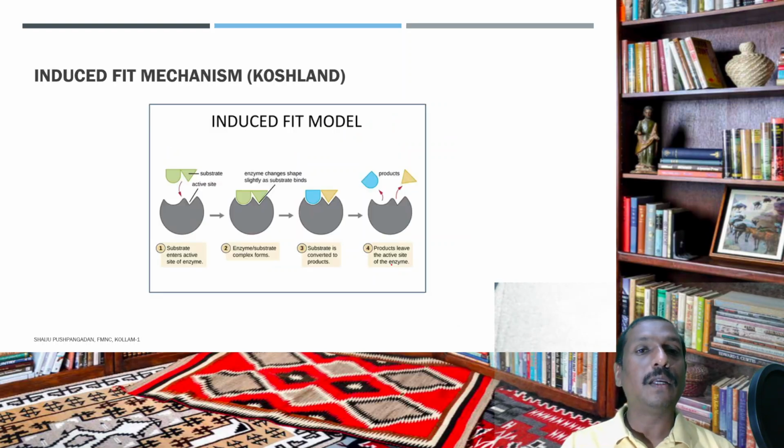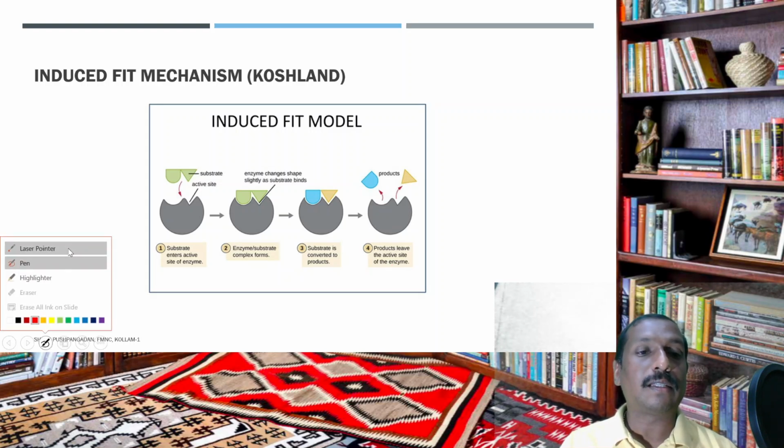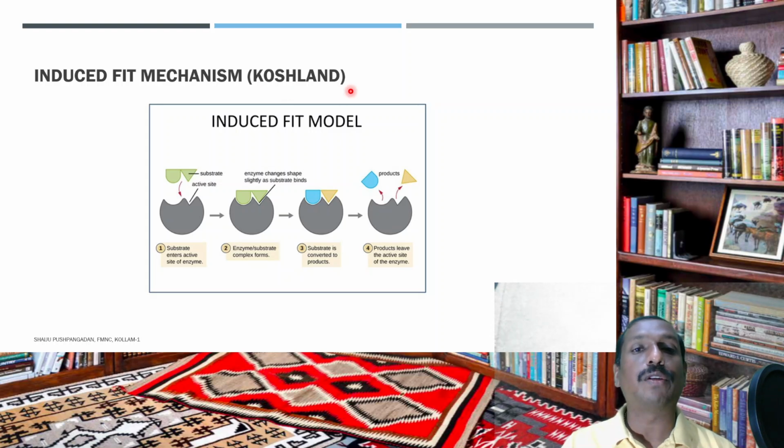Then the second theory which explains the mechanism of enzyme action is called the induced fit mechanism. This theory is proposed by another biochemist, Koshland. The induced fit mechanism, or induced fit model, or induced fit theory, is also to explain the Michaelis-Menten concept of enzyme action. According to this theory, these are the substrates and this is the enzyme.